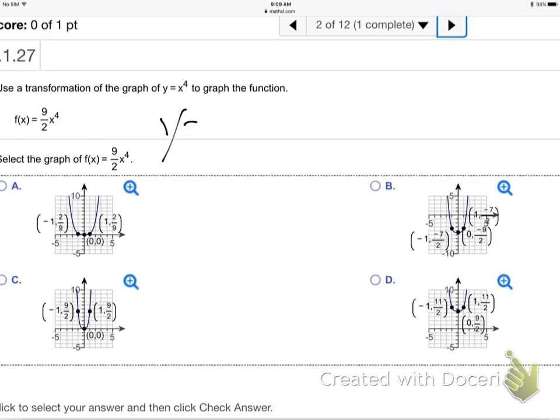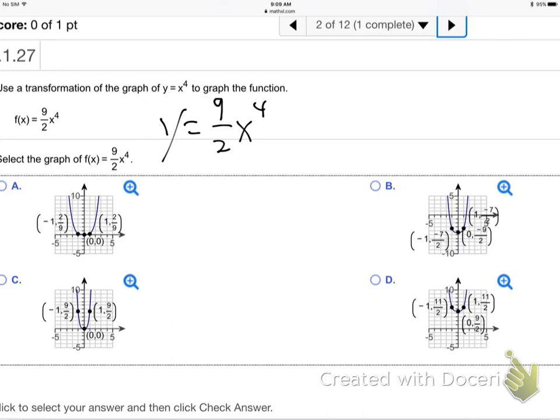Okay, so y equals 9/2 x to the fourth. So it's going to be a U-shape. What's that 9/2 going to do? Is it going to move the graph, or is it going to stretch the graph? It's going to stretch it. Why does it stretch instead of moving it up 9/2?